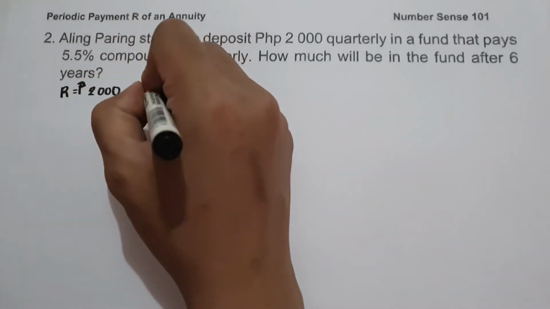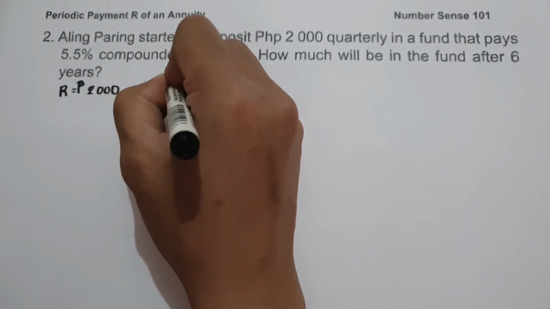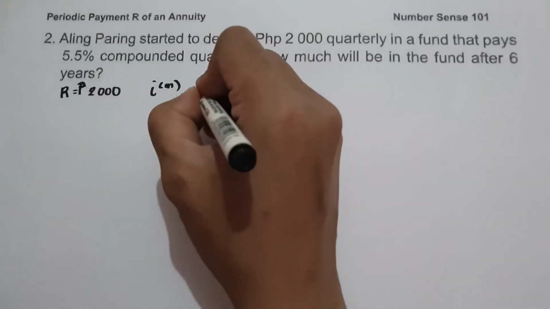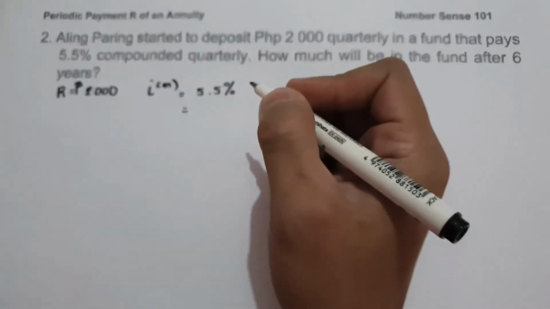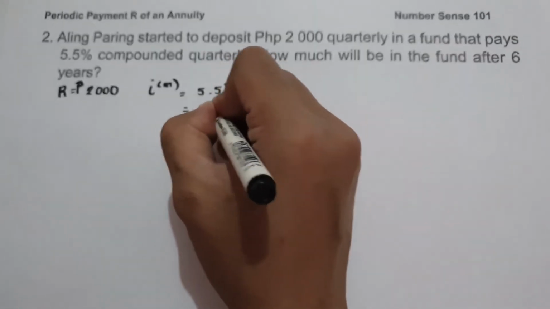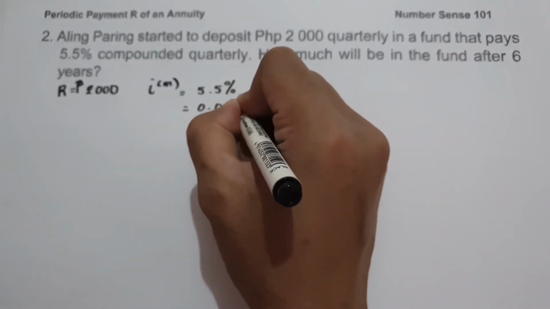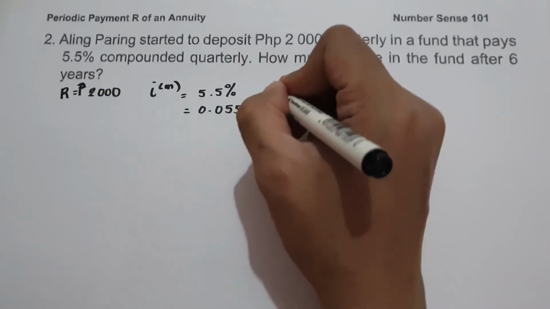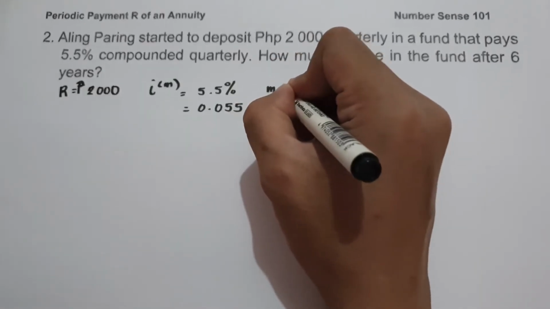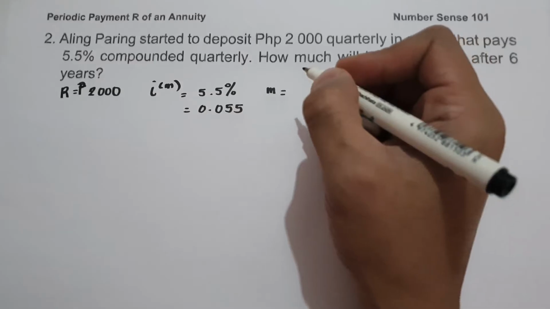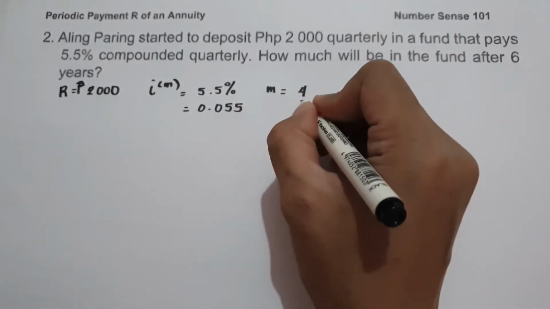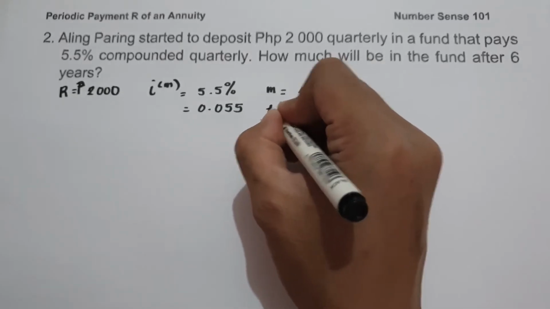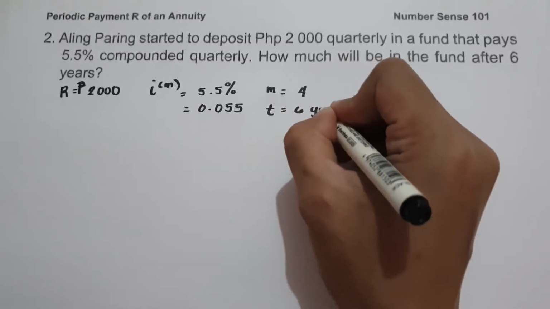And then, let us have the annual rate, that is 5.5%, or if we are going to write this one in decimal, that is 0.055. And then, number of conversion period in a year, that is quarterly, so the value of M is 4, and time is 6 years.